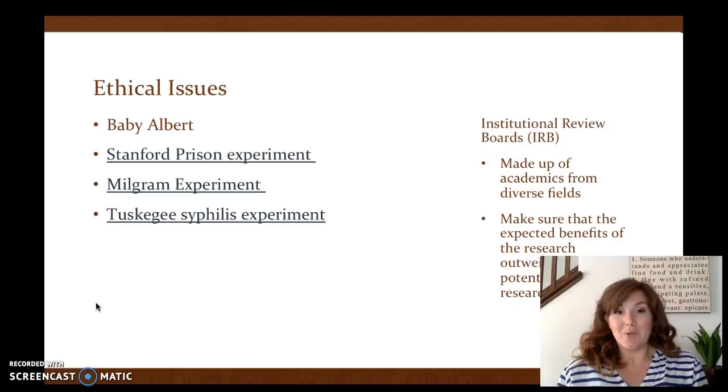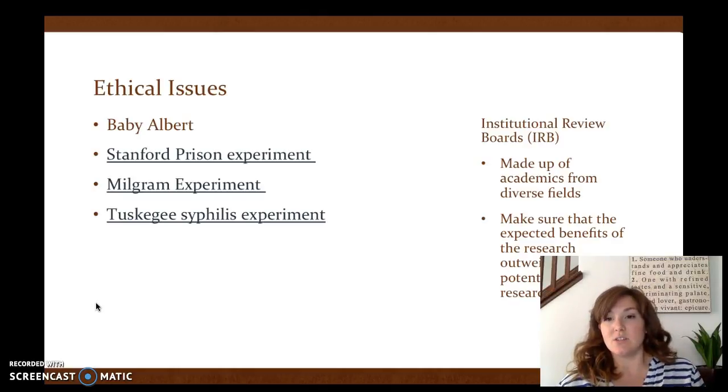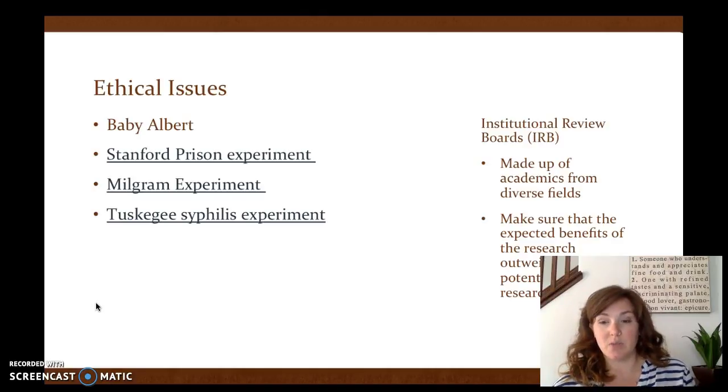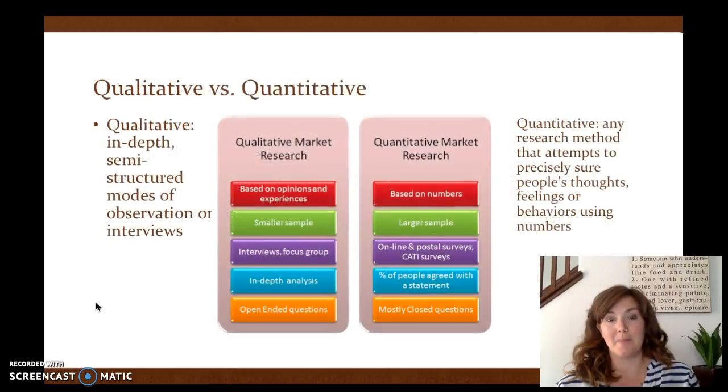So now to some more ethical issues, right? Again, an institutional review board is made up of academics from diverse fields and makes sure that the expected benefits of the research outweigh the potential harm to research participants and that you are following the code of ethics. So I will put these three experiments on D2L. Part of your discussion is to watch one of these or find your own experiment that has some ethical issues and then discuss it.